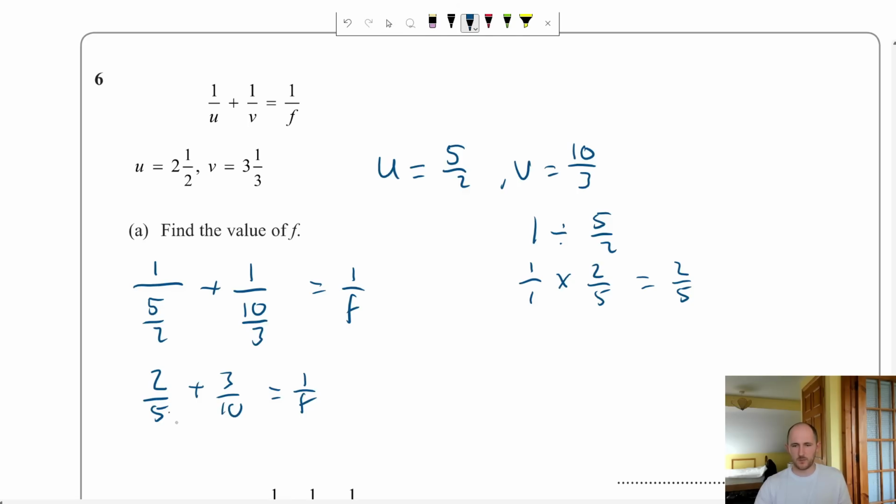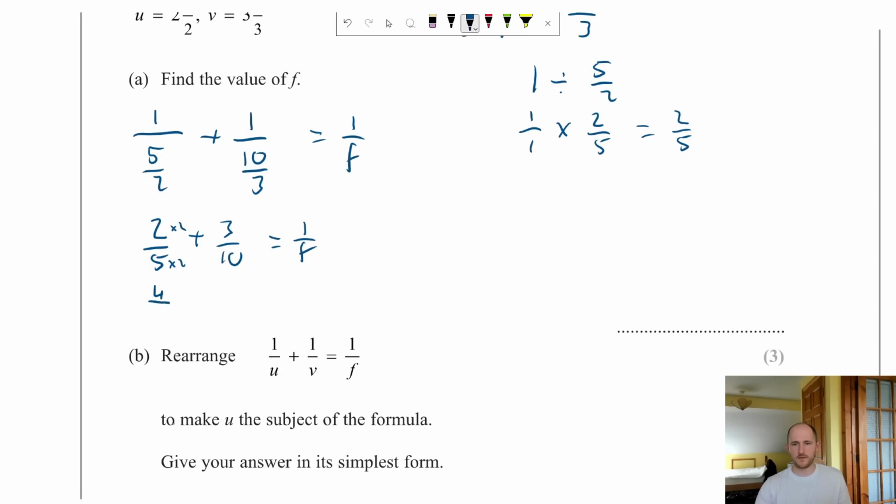Adding those two together, well, we'd have to times top and bottom by 2, which gives me 4 over 10 plus 3 over 10, which is 7 over 10. But that equals 1 over f. Now, again, you could just take the reciprocal and say that f is equal to 10 over 7. But if you're not happy with that, here's what I would do.